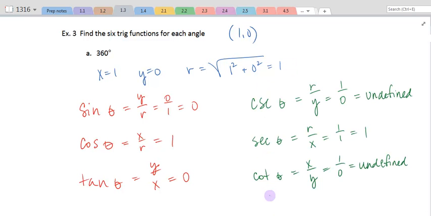So here I have the remaining three trig functions, and remember that the cosecant of theta will be given by r over y. Well, r over y gives me 1 over 0, and hopefully you remember that I cannot have 0 in the denominator, therefore that's undefined. Secant of theta would be r over x, which is just 1. And cotangent of theta, which is x over y, gives me a 0 in the denominator again, and therefore this is undefined as well. So you want to watch out on the quadrantals, or any time you end up with 0 in the denominator, because that would give you an undefined function.